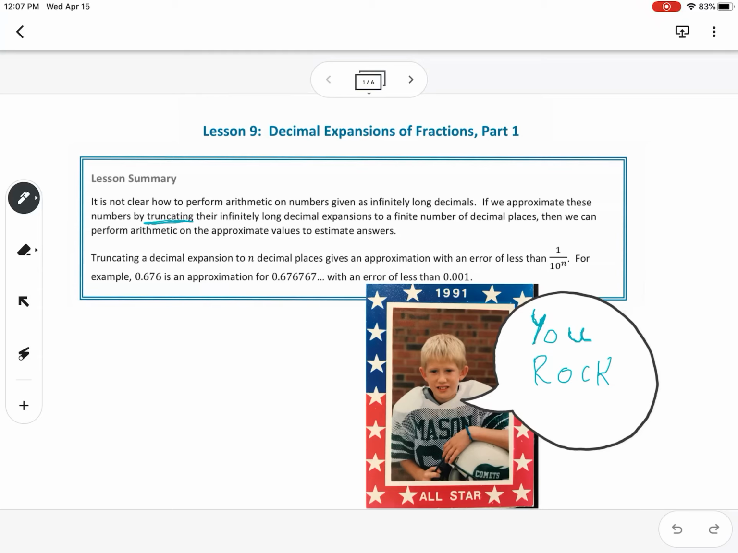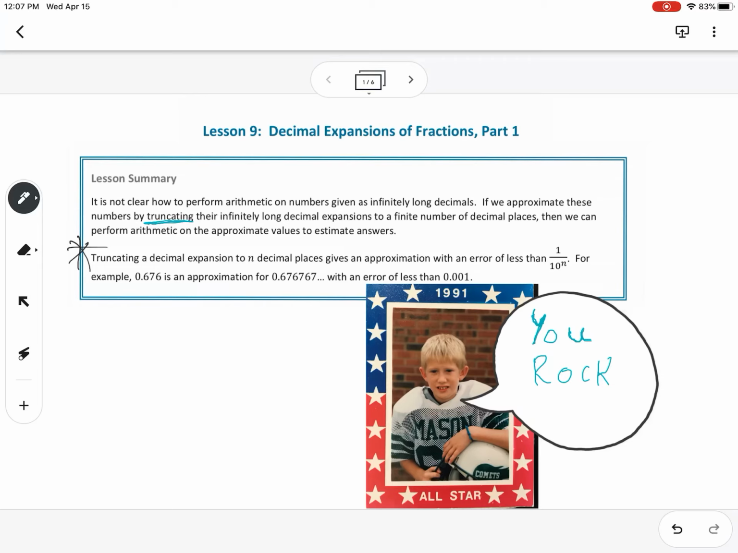Truncating means just cutting it off, literally stopping the number wherever we are told to stop, whatever place value. It doesn't mean round it there. It means literally cut off every other digit behind it, and that's the number we're going to use. Truncating a decimal expansion to the nth decimal place gives us an approximation with an error of less than 1 over 10 to the nth power.